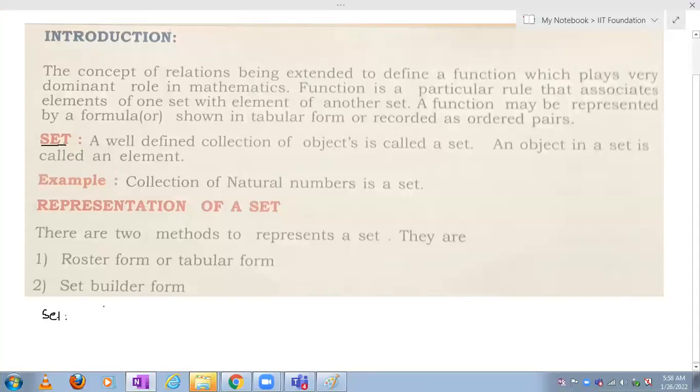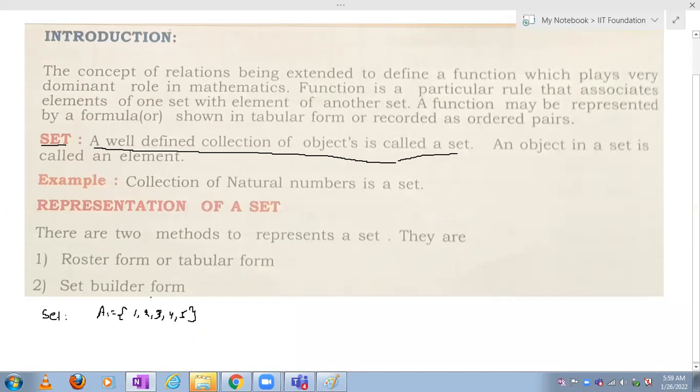Set is a well-defined collection of objects. Now, already these words are everything. A well-defined collection of objects is called a set. Suppose I'll say A is equal to 1, 2, 3, 4, 5. That means A is a set of natural numbers which is less than 6. So we should be able to define this, then only we can say that it is a set.